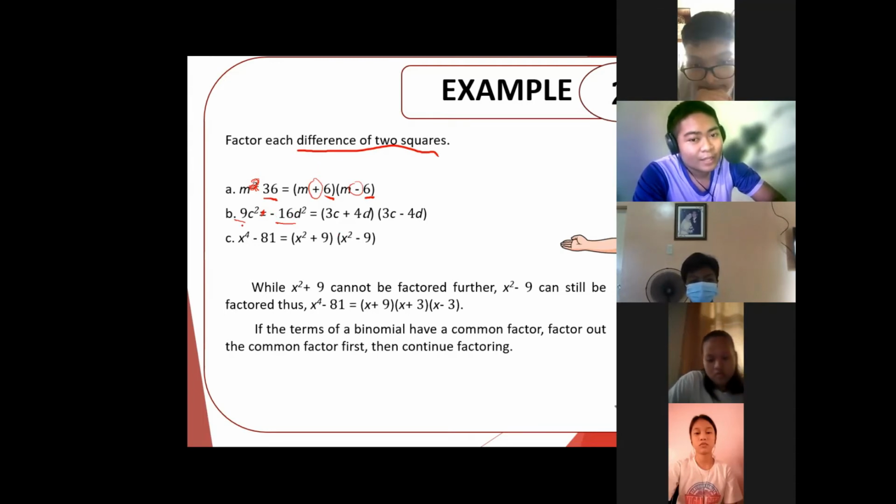Okay, ayan. So 9c squared magiging square root of 9, 3. Then just copy that one, the variable c. So yun din yung susulat sa kabila. 3c. And then plus minus. So parehas lang sila ng terms, nagkaiba lang sila sa gitna. Okay? So square root of 16, that would be 4. 4d.